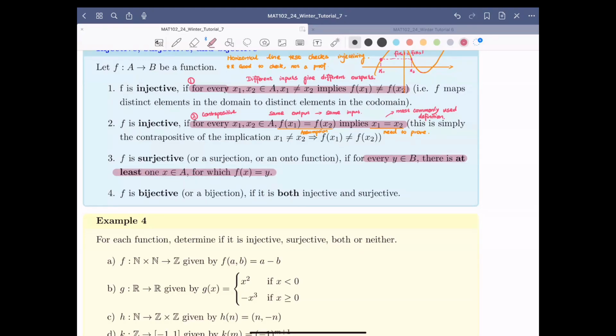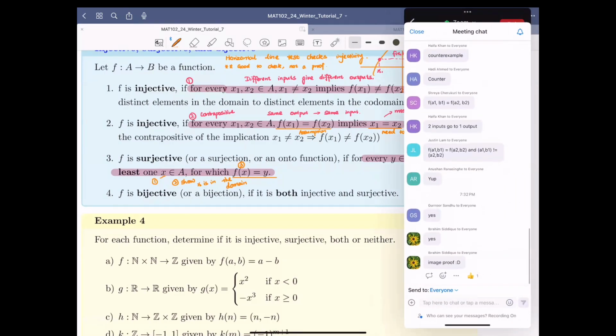Do you guys think this is familiar? Remember the three things we mentioned before? One, find your x. Two, show x is in the domain. And three, check f of x equals y. What is this? We've mentioned this many times. What is this? Image proof, exactly. This is the second direction of the image proof. It's exactly the same thing.